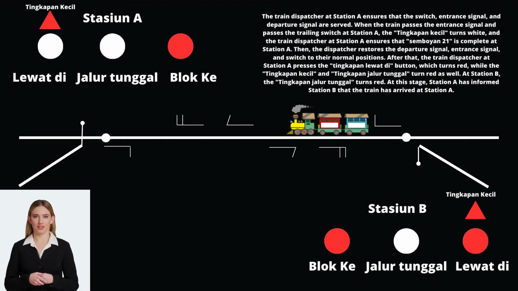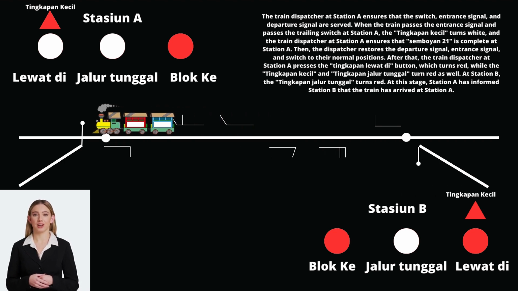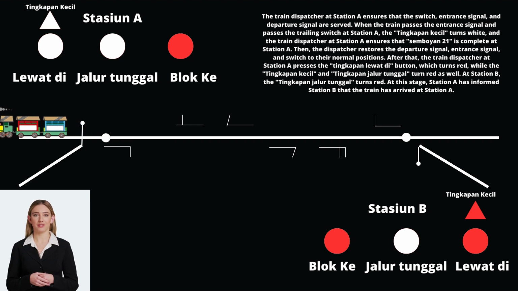The train dispatcher at Station A ensures that the switch, entrance signal, and departure signal are served. When the train passes the entrance signal and passes the trailing switch at Station A, the keretaapiindonesia turns white, and the train dispatcher at Station A ensures that signal 21 is complete at Station A. Then, the dispatcher restores the departure signal, entrance signal, and switch to their normal positions.